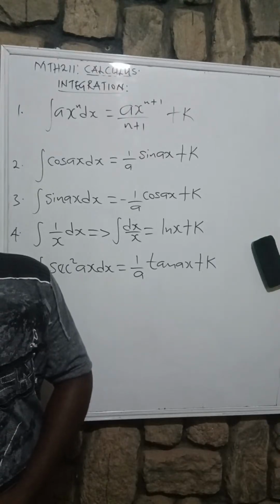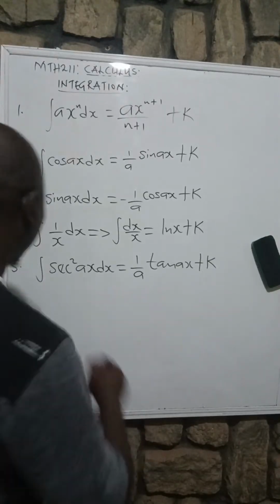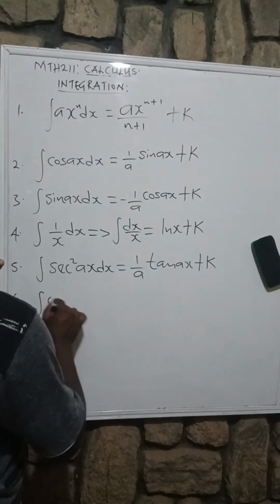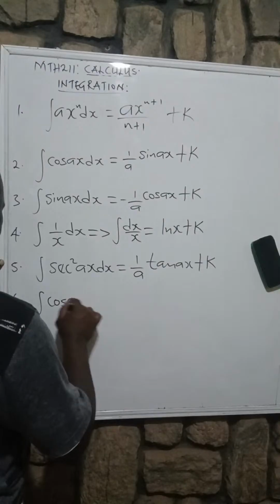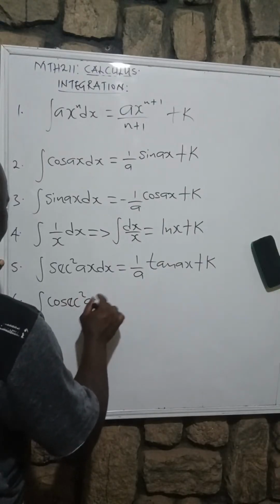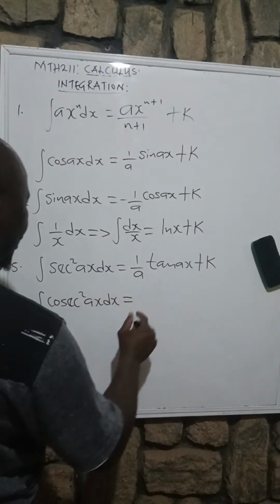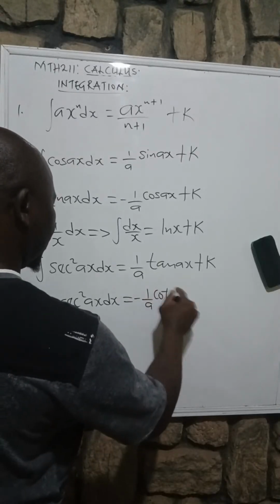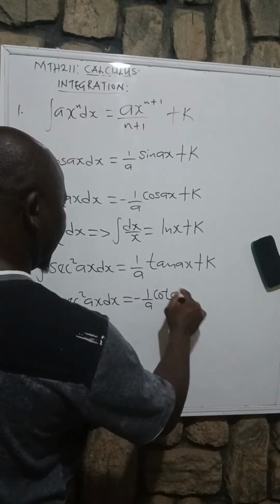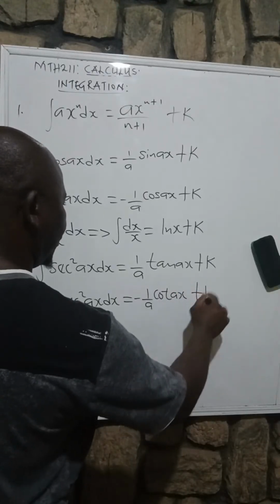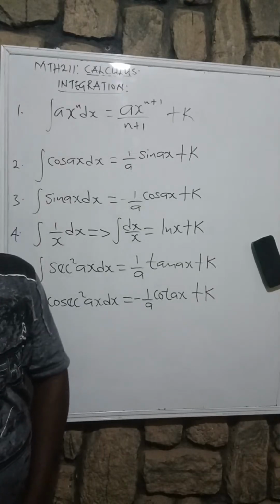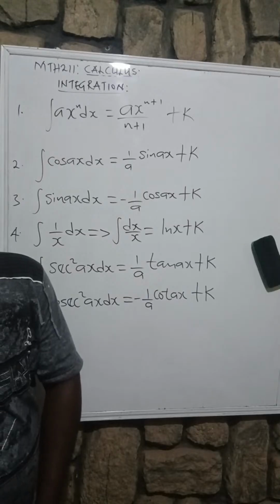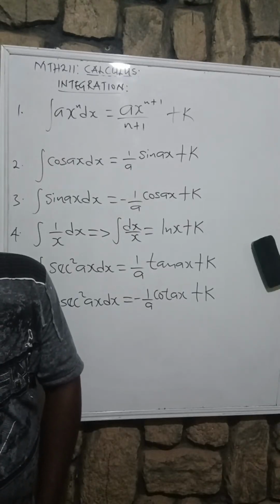Then 6, if we are to integrate cosec square ax dx, we are going to have minus 1 all over a cot ax plus any constant. Is that clear? Cosec square.